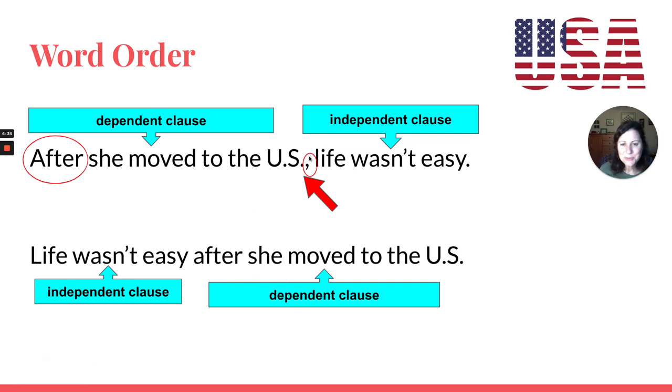But notice the punctuation. If you begin this complex sentence with your dependent clause, you need a comma to signal to the reader that your independent clause is coming. However, in American English, if the dependent clause comes second, I don't need a comma here. Okay? So if the dependent clause comes second, you don't need a comma here. No comma.